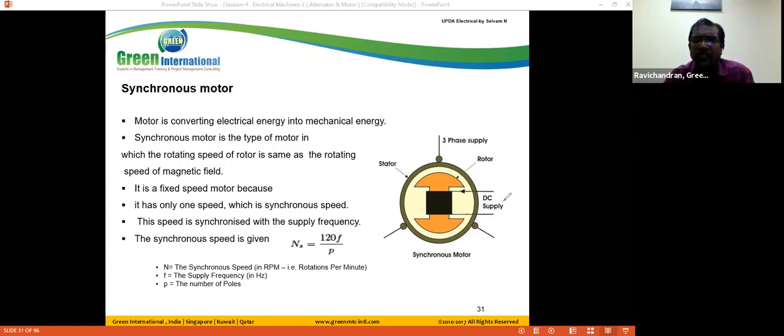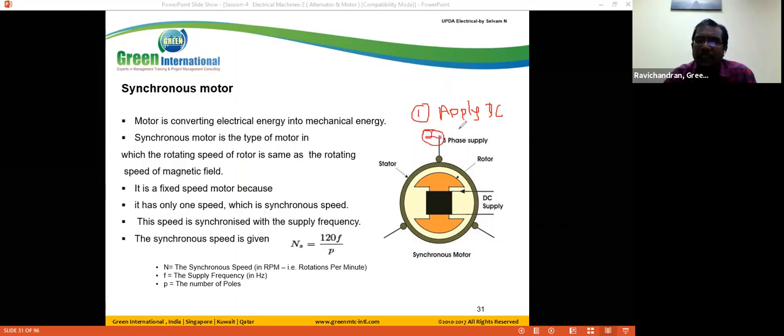Here the same thing. Here in the field winding, we apply that DC supply. First step, apply DC voltage in the field winding. So that means we create the field system, magnetic flux. That is magnetic field.